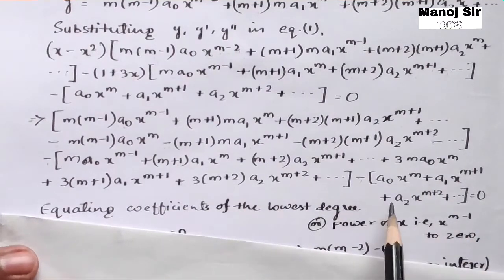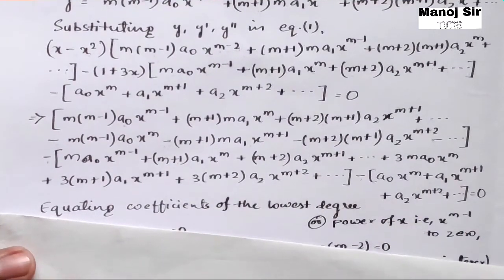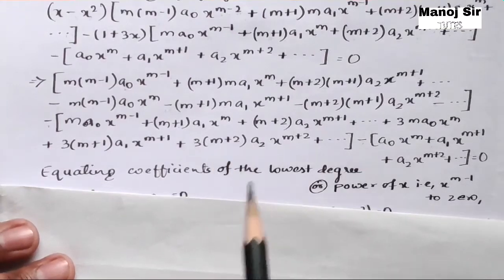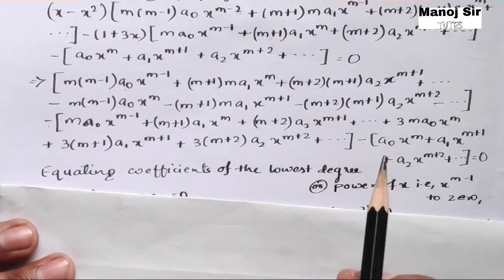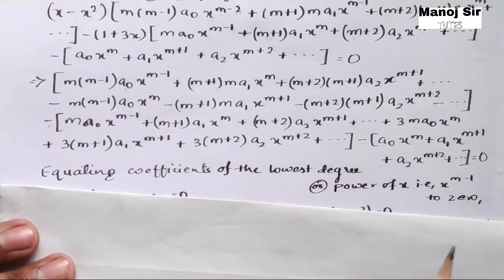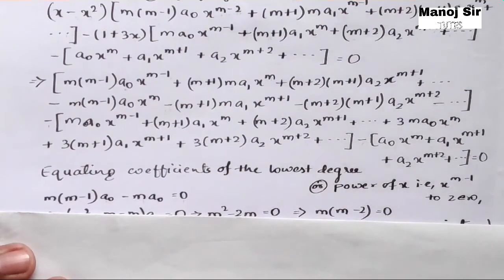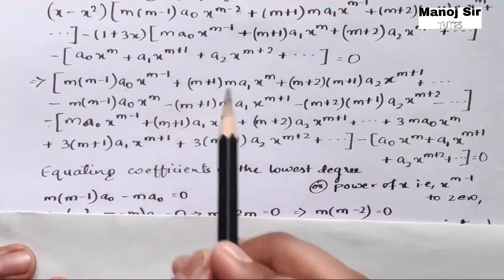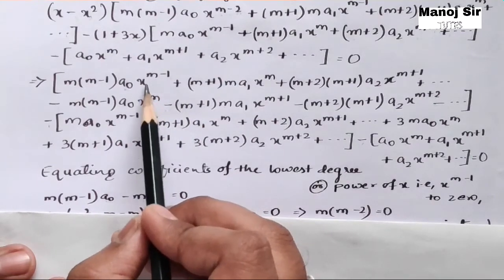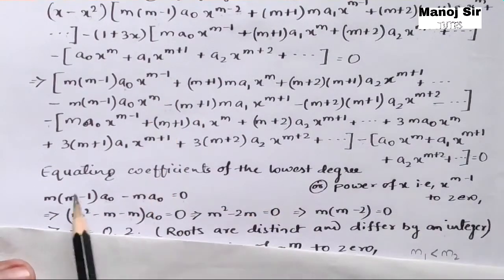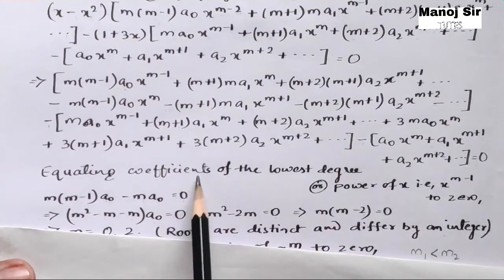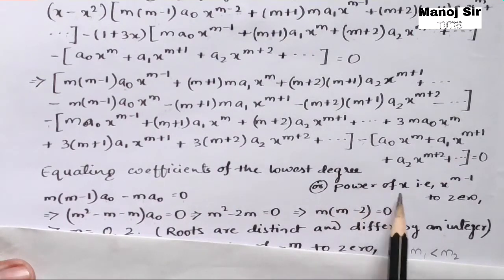So we have solved up to this part. Now we need to equate the coefficient of the lowest power of x to 0. If you see the lowest power of x, that is x to the power m minus 1. So we equate the coefficient of the lowest power of x, that is x to the power m minus 1, to 0.